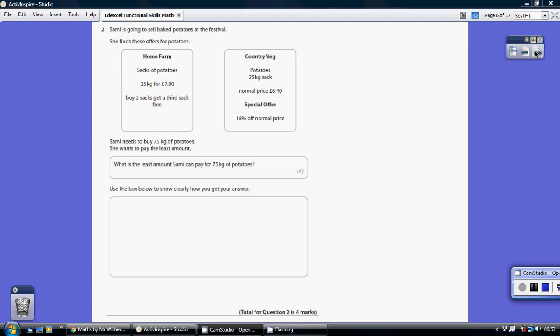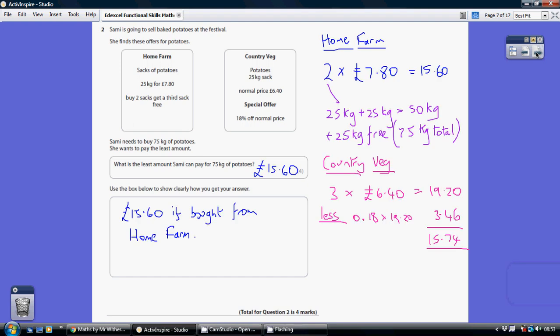Question two. So we need to work through how much it would cost from Home Farm, work out how much it would cost from Country Veg, and then compare the two and choose the cheaper option.